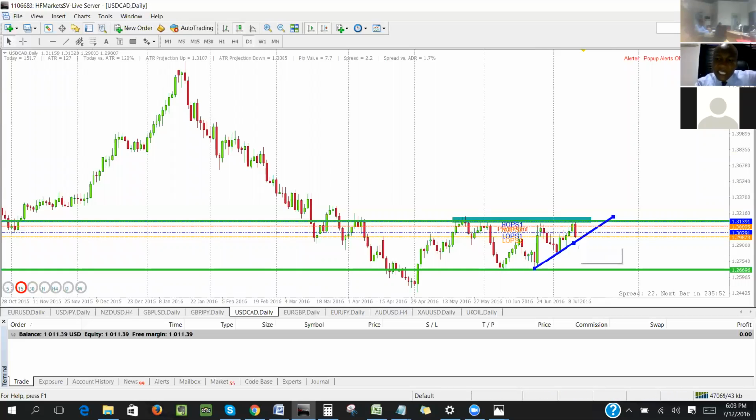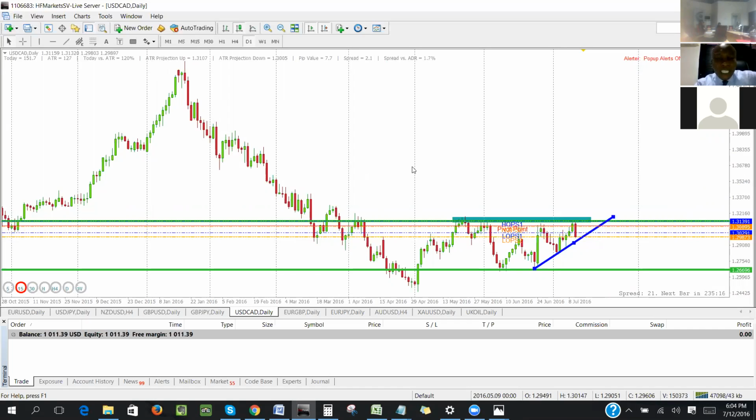If price should go above this level, we want to see a candle close above this level. If the candle closes above this level, we want to be buying USD CAD. That would be a reliable position. Because if the central bank is looking at introducing QE, then it means that the dollar will gain against the Canadian dollar. Are you following, sir? Yes.